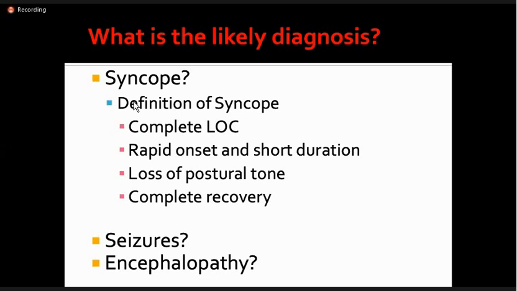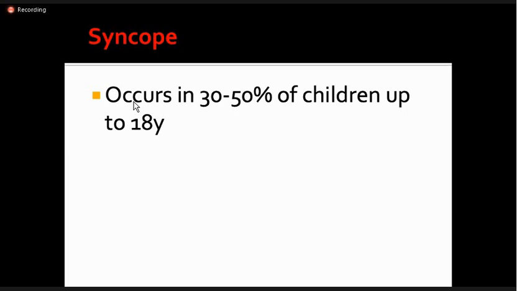Okay, so now we have gone through the exercise of defining syncope. What is syncope? Syncope is a sudden and transient loss of consciousness with a loss in muscle tone, and usually there is complete recovery after the episode of syncope. Now, you will be surprised to know that the incidence of syncope is quite high. Nearly 50% of children sometime during their childhood will have an episode of syncope. So it's a very common occurrence.